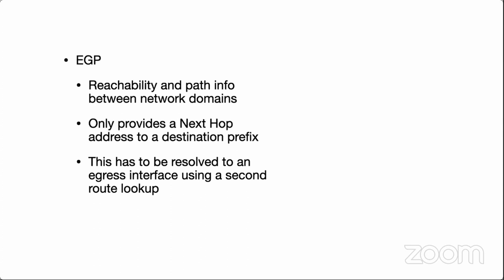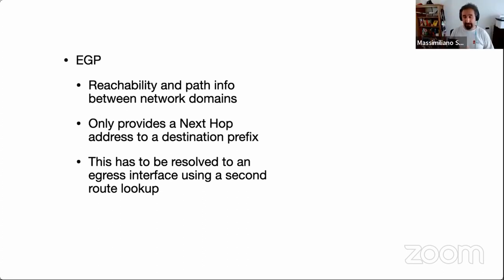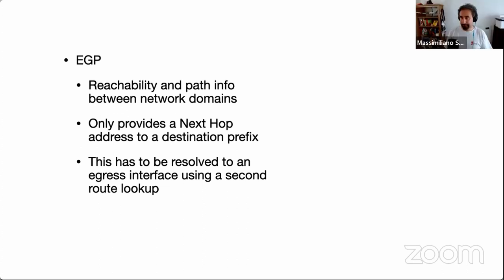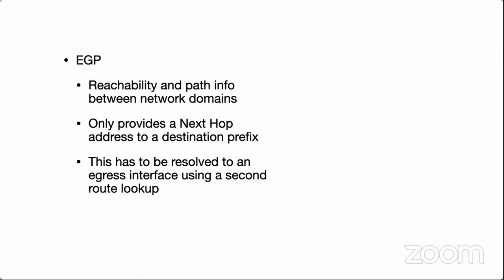Nobody knows how to scale link state routing to the internet scale. Exactly. And the cost function is not flexible enough to express policy. There you go. For link state routing, you have to have a deterministic cost function, because otherwise you will not converge to the same state.